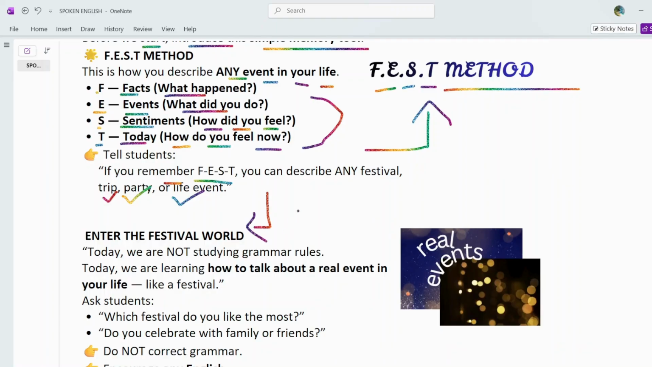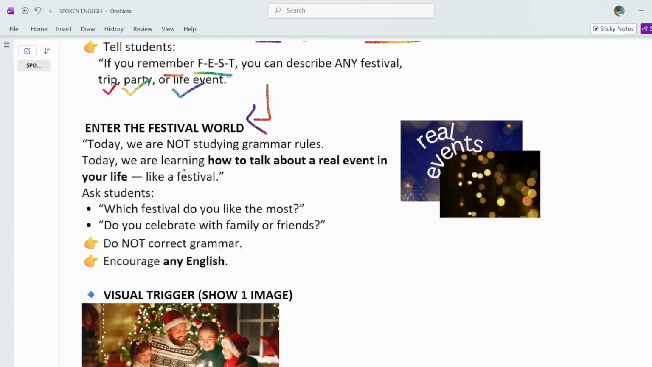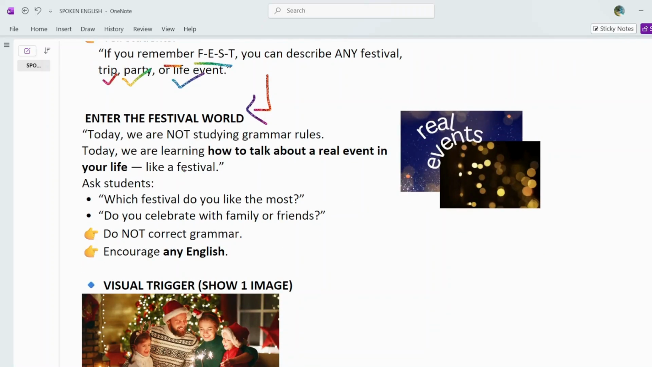All right. Before that, I would just like to let you know that by the end of the session, you will be able to speak for 30 to 40 seconds continuously about a festival in your life. Okay, great. Let's start with the most important thing in English, and that is verbs. All right. Before we start that, I would again let you know that we are not studying grammatical rules or grammar rules. Today we are learning how to talk about a real event in your life, that is the festival.